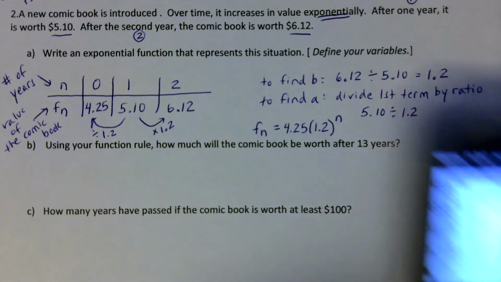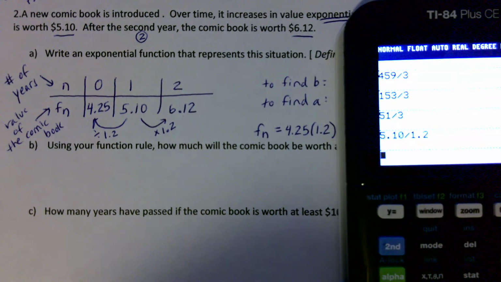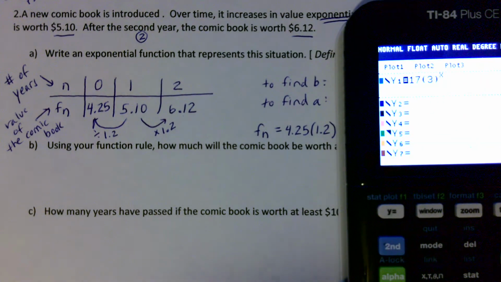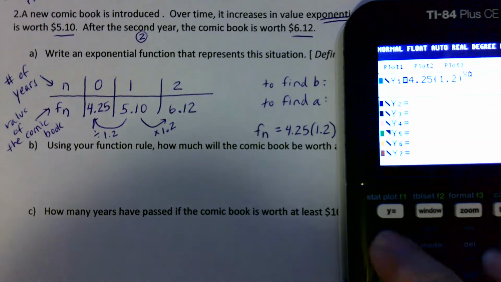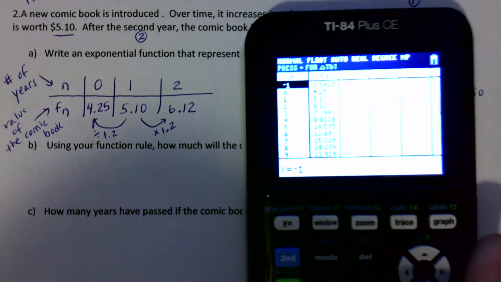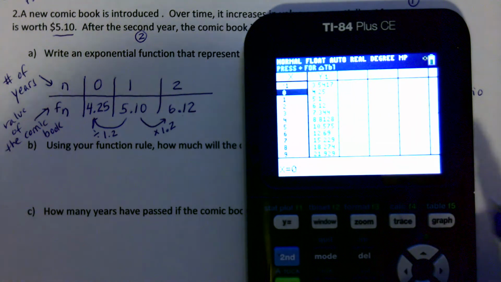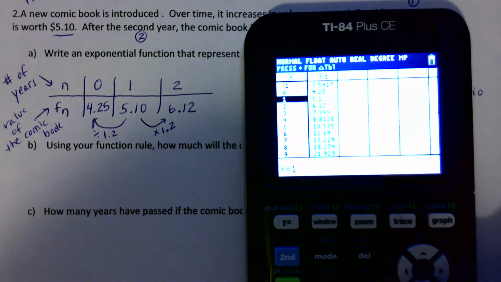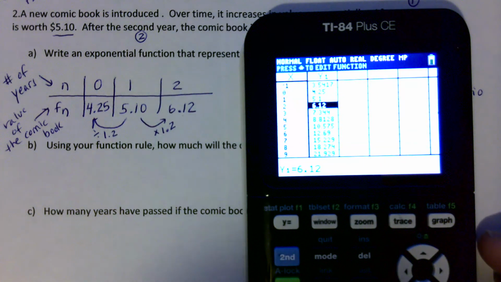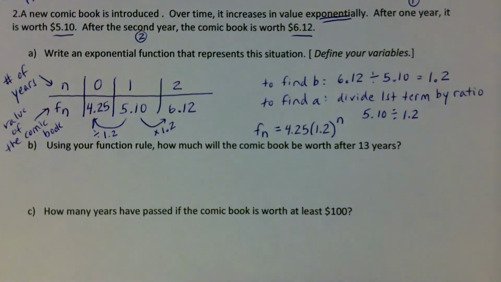Remember, you just wrote an equation, so you are going to make sure it works. Go to y equals, clear that, type in 4.25 times 1.2 to the x power, go to your table of values, and make sure that our first value is $5.10 and our second value is $6.12. So we know your equation's correct.